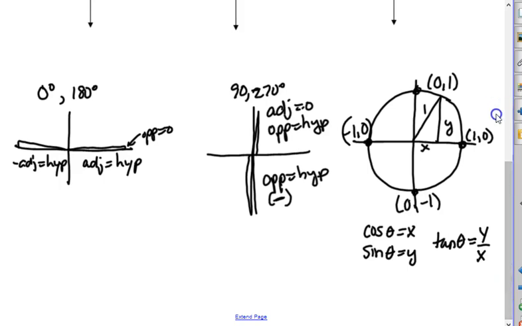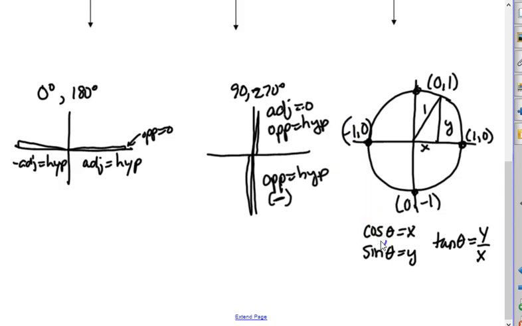So if I wanted to find cosine of 90, for example, cosine of 90 is 0, sine of 90 is 1, tangent of 90 is y over x, 1 over 0, which is undefined. So that's one popular way to find it. If I want to know what's cosine of 180, it would be -1, because cosine goes with x.